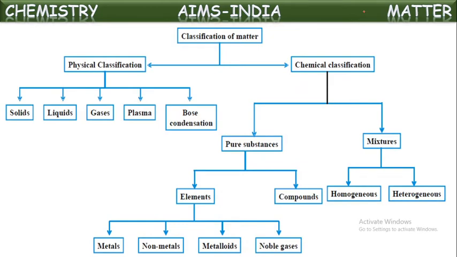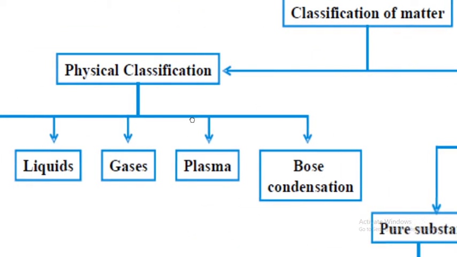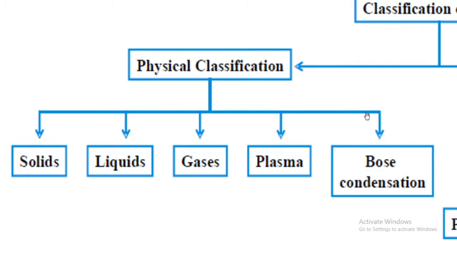So this is the overall chart representing the classification of matter on two major factors: physical classification and chemical classification. If you see, based upon physical classification, matter is classified into five states. They are solids, liquids, gases, plasma, and Bose-Einstein Condensate. Out of these five, these three are very well known to us, very familiar, mostly seen. These two rarely exist. We are going to see about those also. Okay, this is the physical classification.